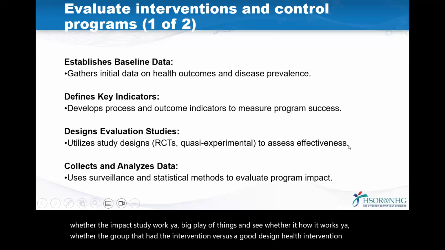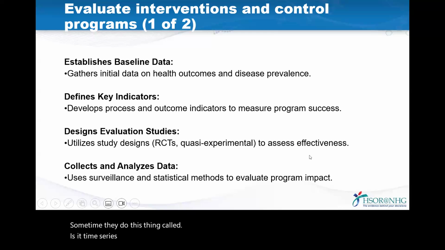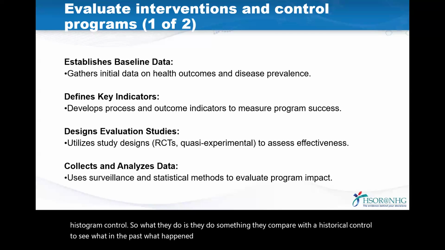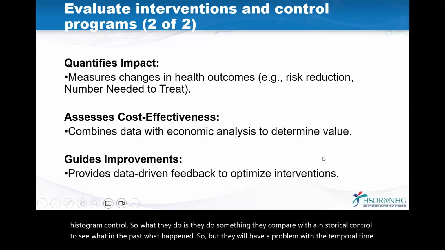Sometimes they do this thing called, is it time series? No, they do this called period testing, historical control. So what they do is they compare with a historical control to see what in the past happened. But they'll have a problem with the temporal time comparability. Okay, try to go a bit faster.